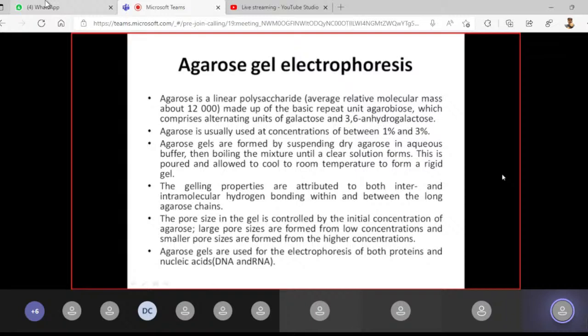And then when you connect the electrodes, it will start running, and you can see the movement based on the blue color dye, right? The blue color dye will start moving. So when it is reaching the end, you can stop the electrophoresis. Now, how can you visualize?